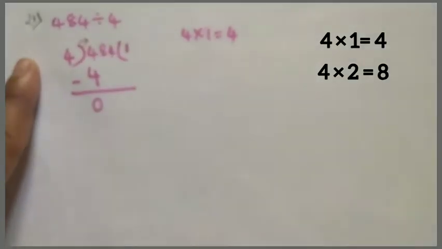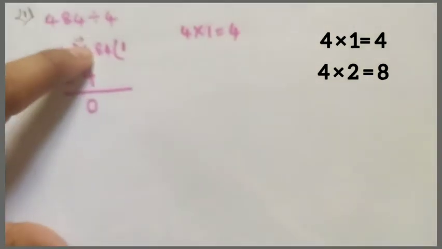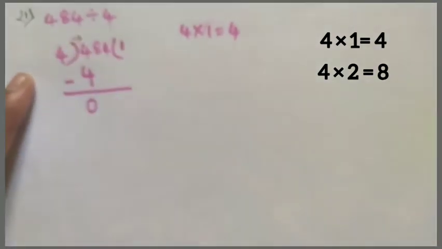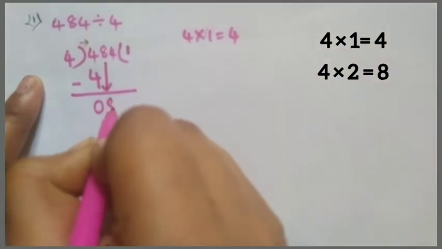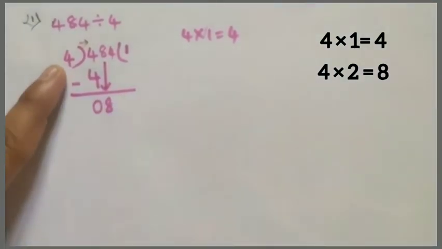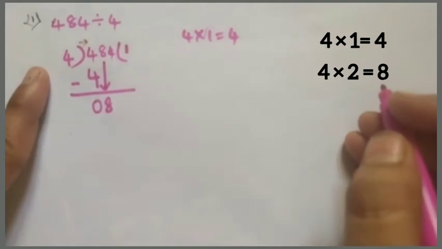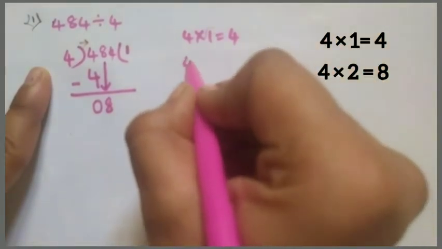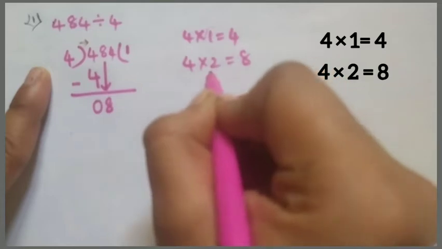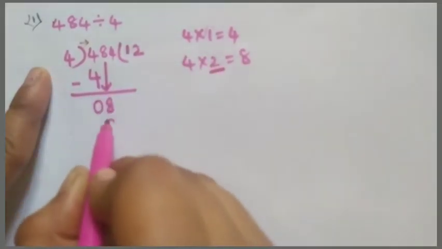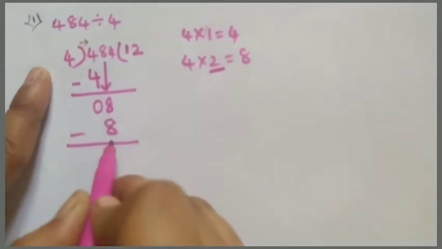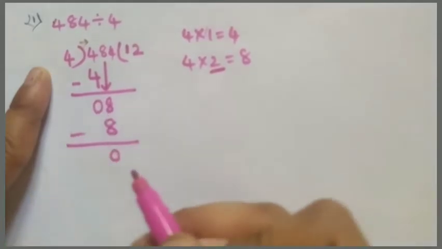Now we have to take this second digit down. What is here? 8. We will take 8 here. In the fourth table we will get 8: 4 twos are 8, so we'll write 2 here. 8 minus 8 is 0.